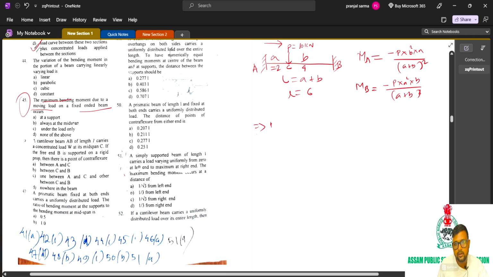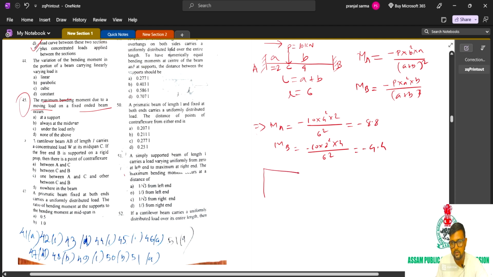So what do we get? We get MA is equal to minus 10 into 4 square into 2 by 6 square. Solving this, you will get minus 8.8. MB is minus 10 into 2 square into 4 by 6 square, you get minus 4.4. Right. If I draw the bending moment diagram, what do I get? I get this. A, minus 8.8. Right? Fixed end bending moment diagram.